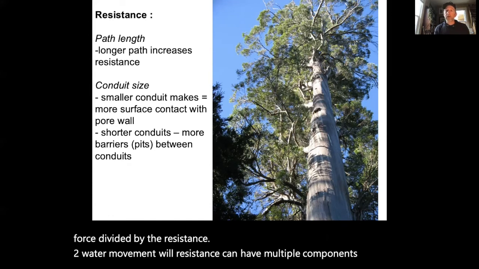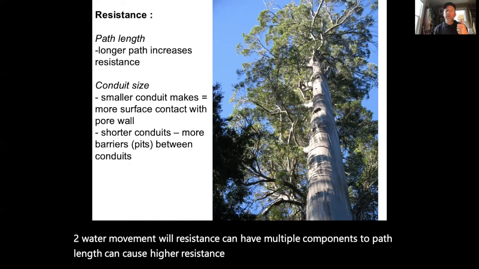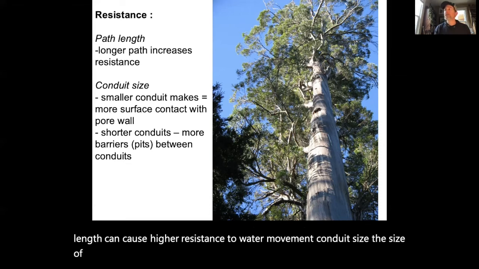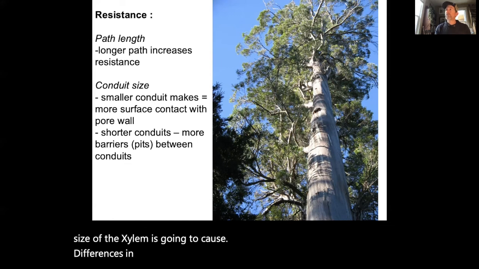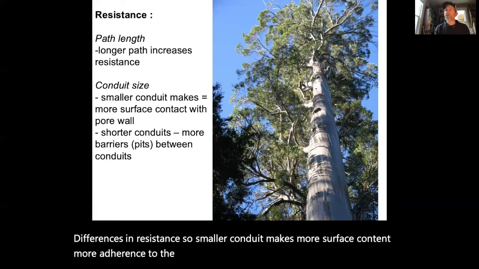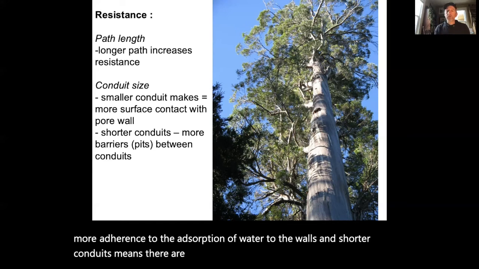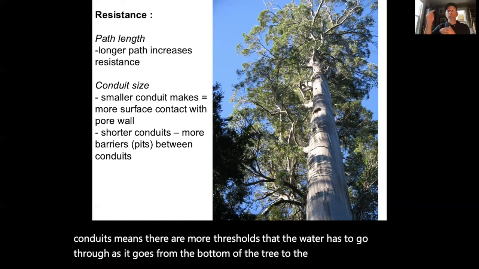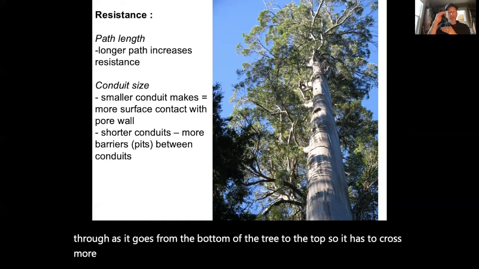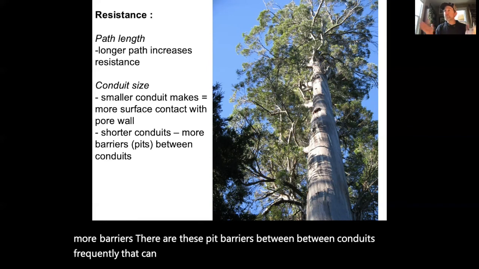Path length can cause higher resistance to water movement. Conduit size, the size of the xylem, is going to cause differences in resistance. So smaller conduits make more surface contact, more adherence or adsorption of water to the walls. And shorter conduits mean there are more thresholds that the water has to go through as it goes from the bottom of the tree to the top. So it has to cross more barriers. There are these pit barriers between conduits frequently that can cause problems. So all of these things, path length and conduit size, can all cause resistance.